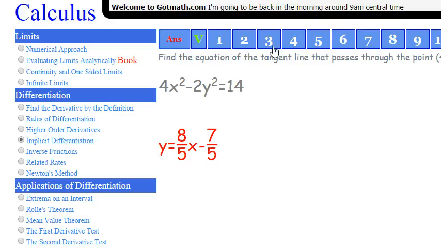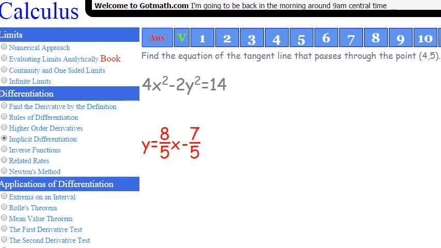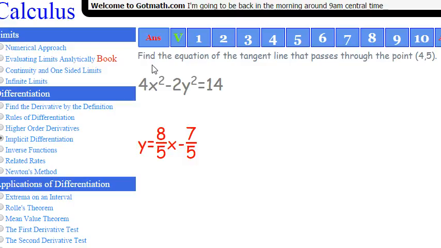We're doing implicit differentiation, and this is the section here that we are in. This particular problem says find the equation of the tangent line that passes through the point (4, 5). And that point happens to be a solution to this equation. At least I hope it is. We're not going to check that, but I'm sure it is.